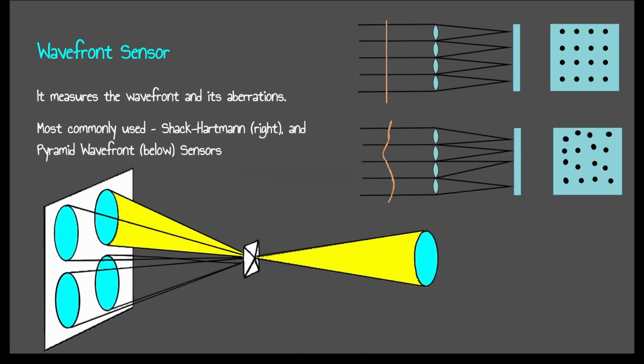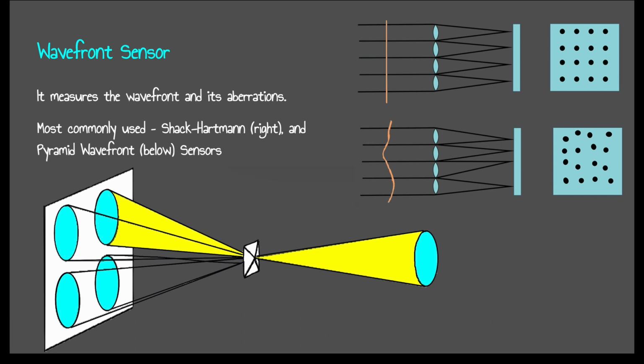Now let's go to wavefront sensors. Just as the name suggests, it senses the wavefront, that is, measuring the aberration, or how much the incoming wavefront deviates from being perfect. Different wavefront sensors have their own working principles to measure this aberration. Two common types, at least the ones I have come across for my work, are the Shack-Hartmann and the pyramid wavefront sensor.